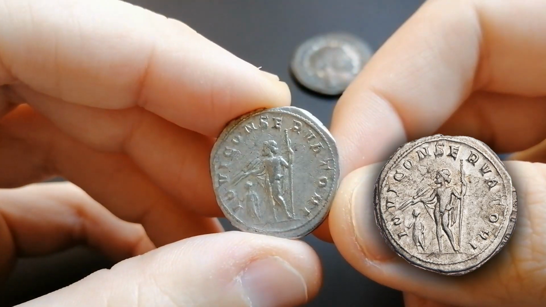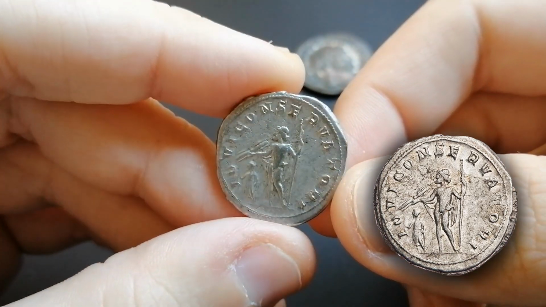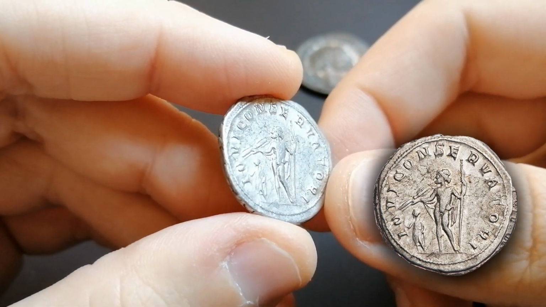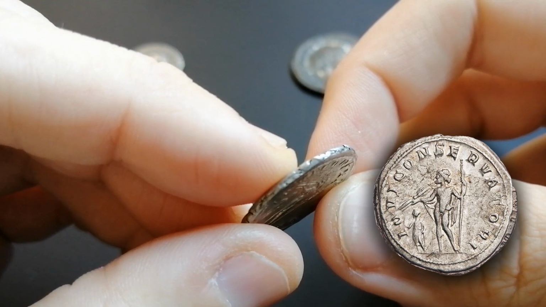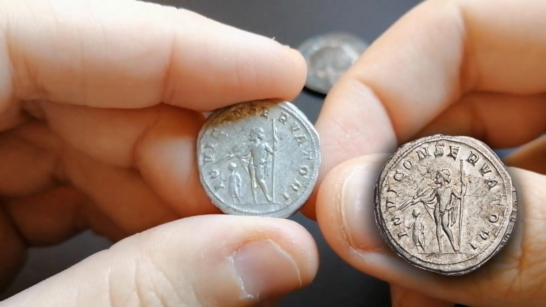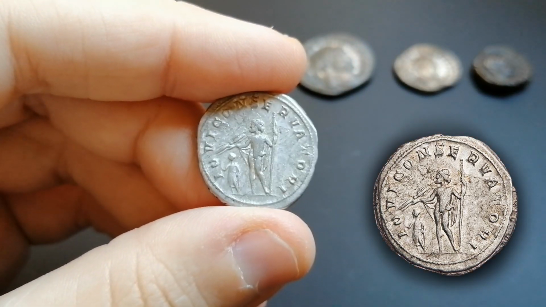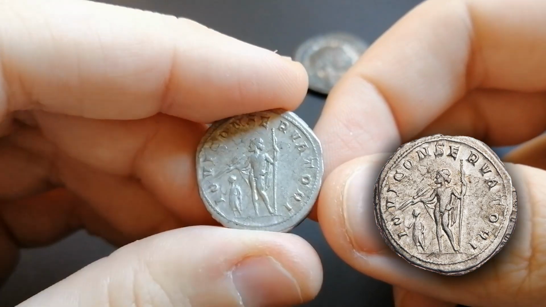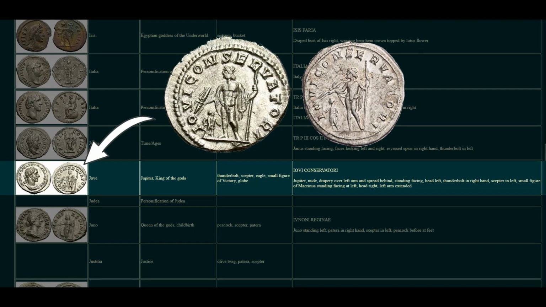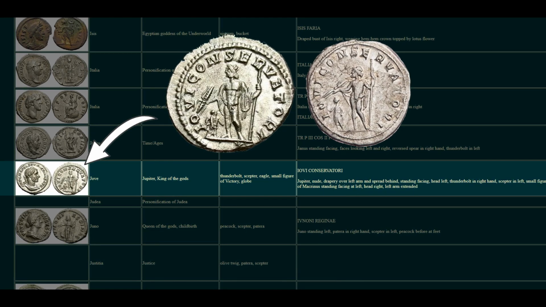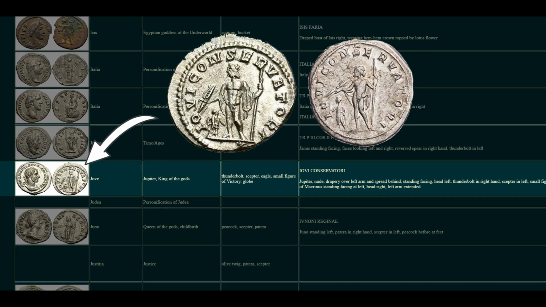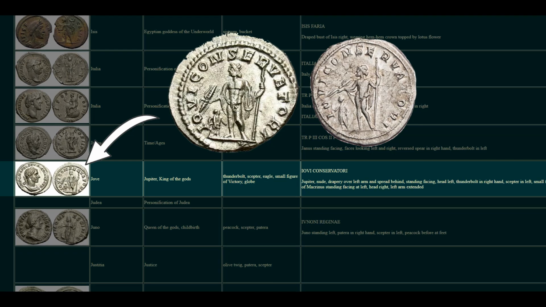This time we have the silver piece with two figures. A big one, wearing a cloak, a staff, and something in his extended hand. And we also see a small figure next to him, probably his protege or something. It also didn't take a lot of searching to find out this was Jupiter, the king of the gods. The object he's holding is his famous thunderbolt.